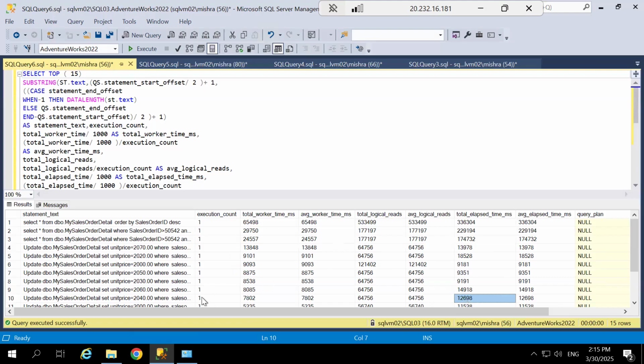Execution count is only one. Average elapsed time is the same. Yeah, but total worker time and total elapsed time are entirely different. This has more value, right? For all the rows, it is like that only. It is entirely different. So then total worker time.